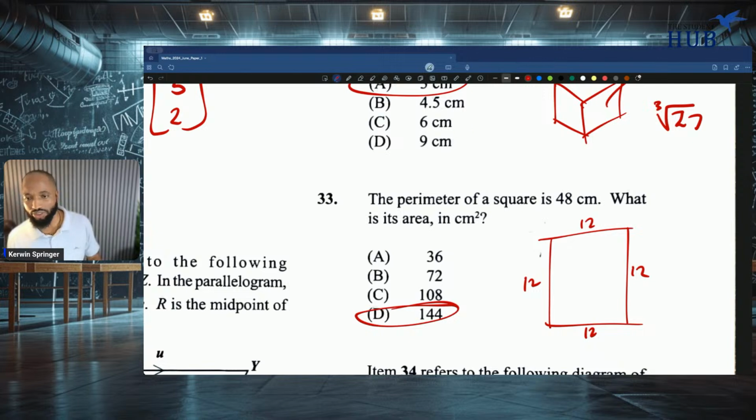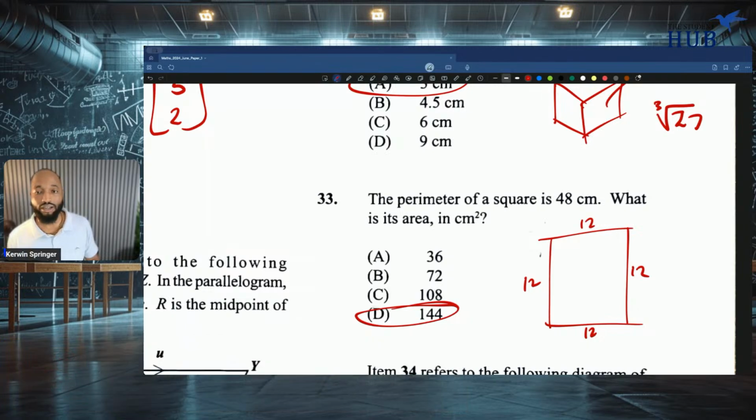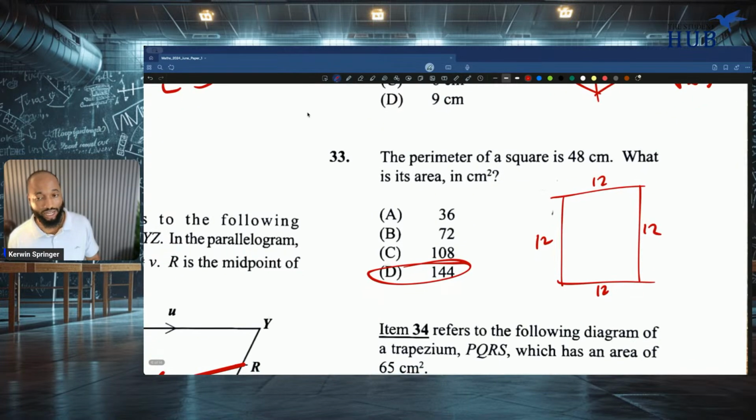So, do you know anything about electronics and electrical? I know the electronics part. If they have logic gates and stuff, I know that. If they have Ohm's law and them, I know the physics part of it.